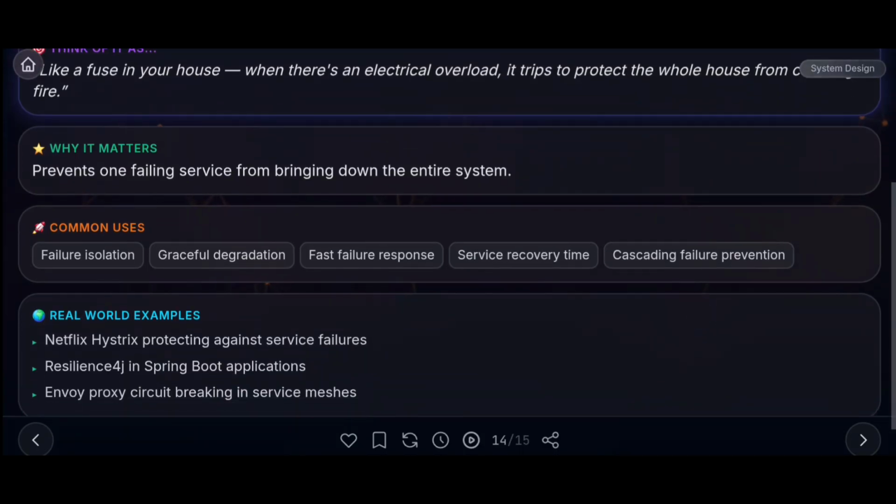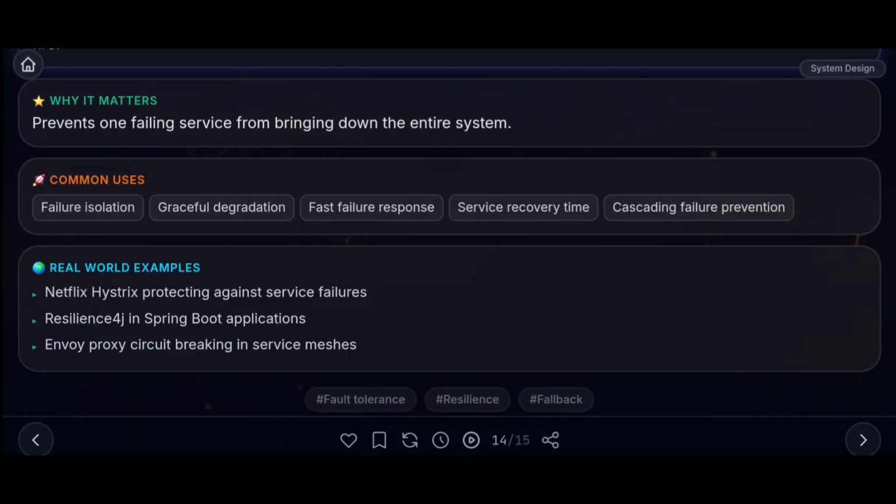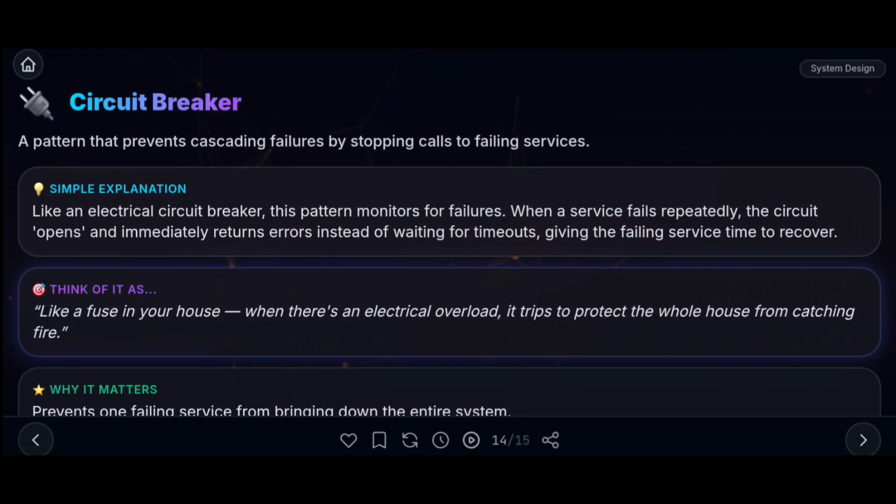Some common uses are failure isolation, graceful degradation, fast failure response, service recovery time, and cascading failure prevention. Some real world examples are Netflix Hystrix protection against service failures, Resilience4j in Spring Boot applications, and Envoy proxy circuit breaking in service meshes. This is all about circuit breaker.